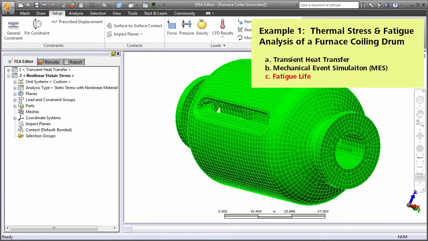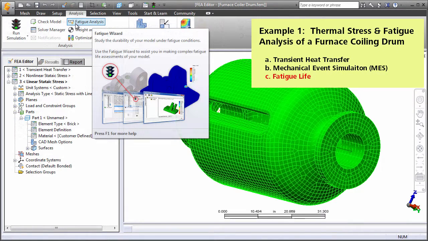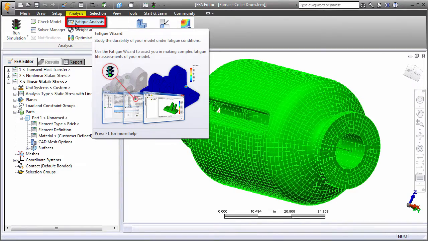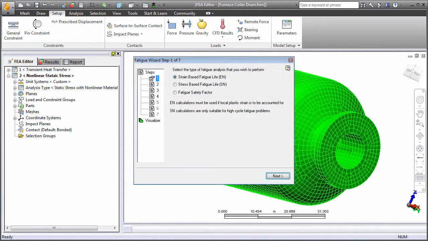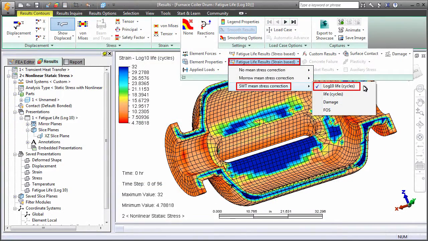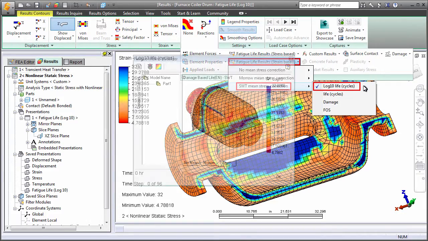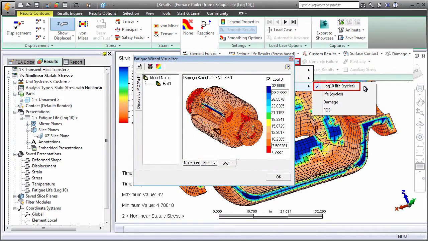Use the results of a linear or nonlinear stress analysis to perform a fatigue life analysis. This command launches the Fatigue Wizard program included with Simulation Mechanical. Use this wizard to set up and perform fatigue life calculations. When completed, view the fatigue results within the Simulation Mechanical results environment. You can also preview these results within Fatigue Wizard.